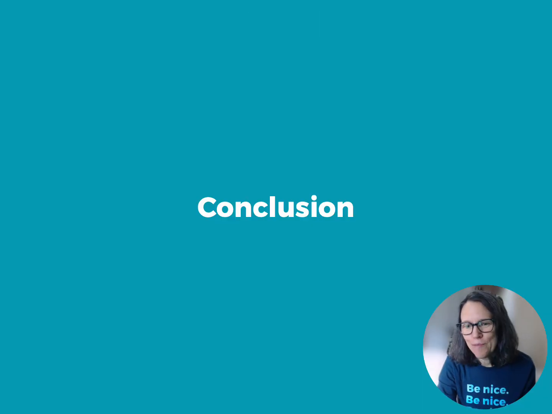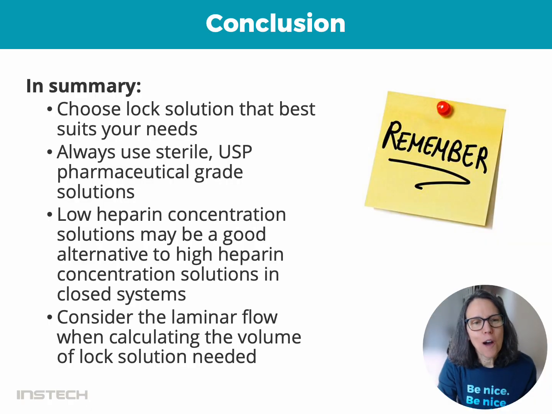In conclusion, you should always use the lock solution that best suits your needs. Don't forget to always use sterile USP pharmaceutical grade solutions, and that low heparin concentration solution may be a good alternative to high heparin concentration solution in closed system. Always consider also the laminar flow when you calculate the volume of lock solution needed.